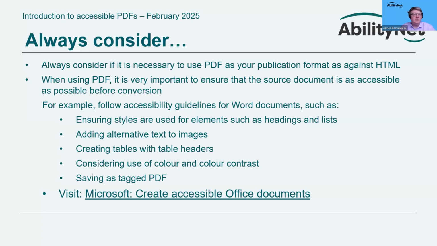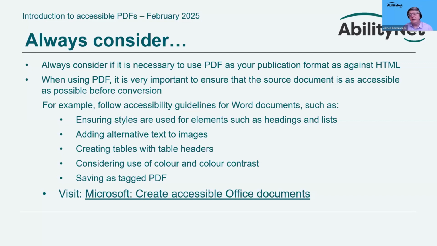So if you're creating your documents initially in Word or InDesign, it's good to use all of the guidance for those particular applications to make sure that you're creating your file as accessibly as possible before you convert to PDF. And then you'll have as little as possible to have to do within Acrobat, because as we'll see today, dealing with PDF accessibility in Acrobat can be a fiddly and complex process. So you want to do as little as possible in Acrobat and try to build in as much accessibility as possible into your source file.